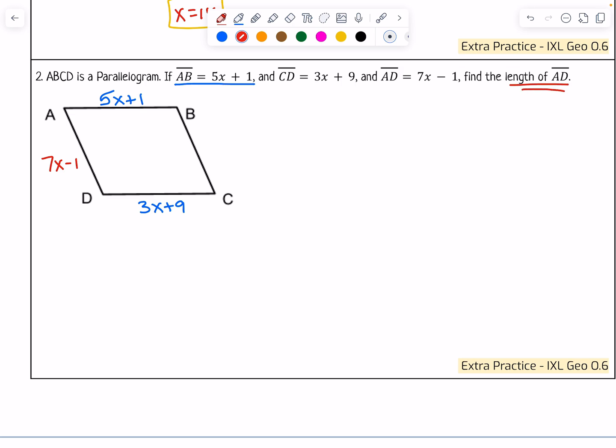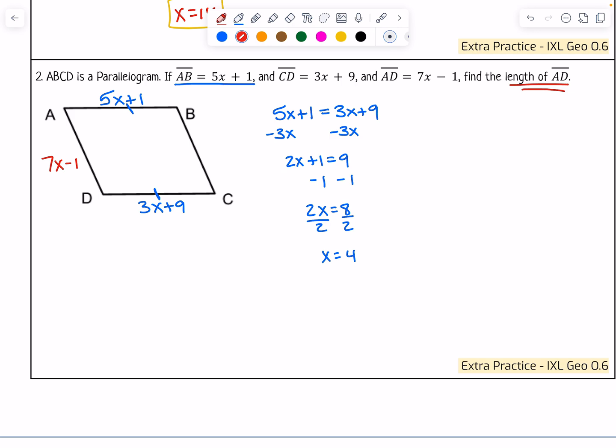So we know it's 7x minus 1, but we need to figure out what x is. So we could solve for x because we know that opposite sides of a parallelogram are congruent. So I'm going to set AB equal to CD, or 5x plus 1 equals 3x plus 9 to help me solve for x. So to solve for x, first I'm going to subtract 3x. So I get 2x plus 1 equals 9. I subtract 1 from both sides, and I get 2x equals 8. And then I divide both sides by 2, and I get x equals 4.